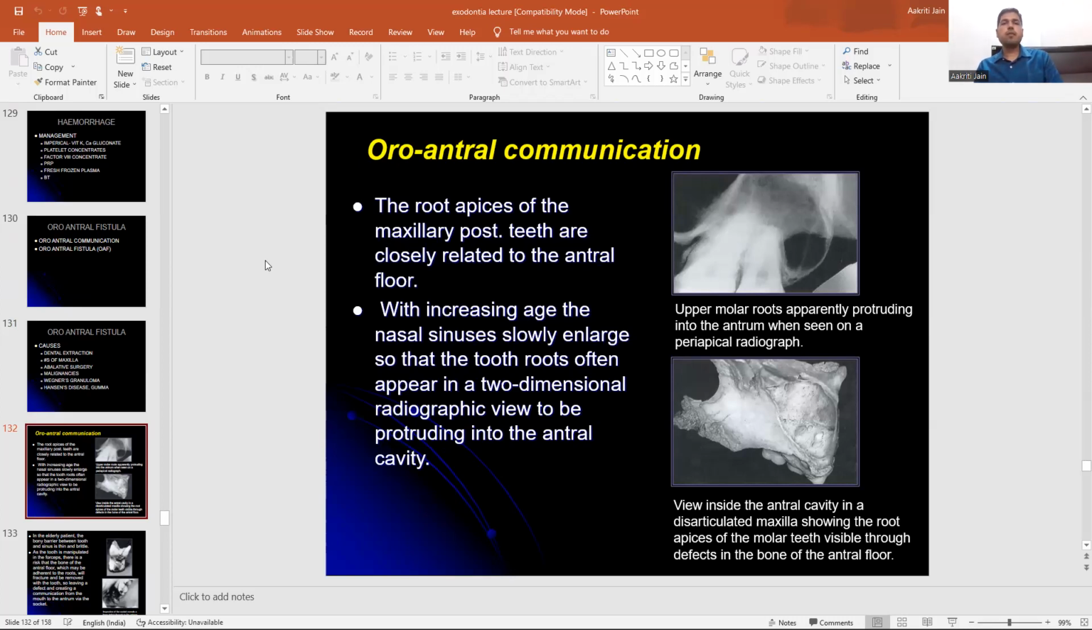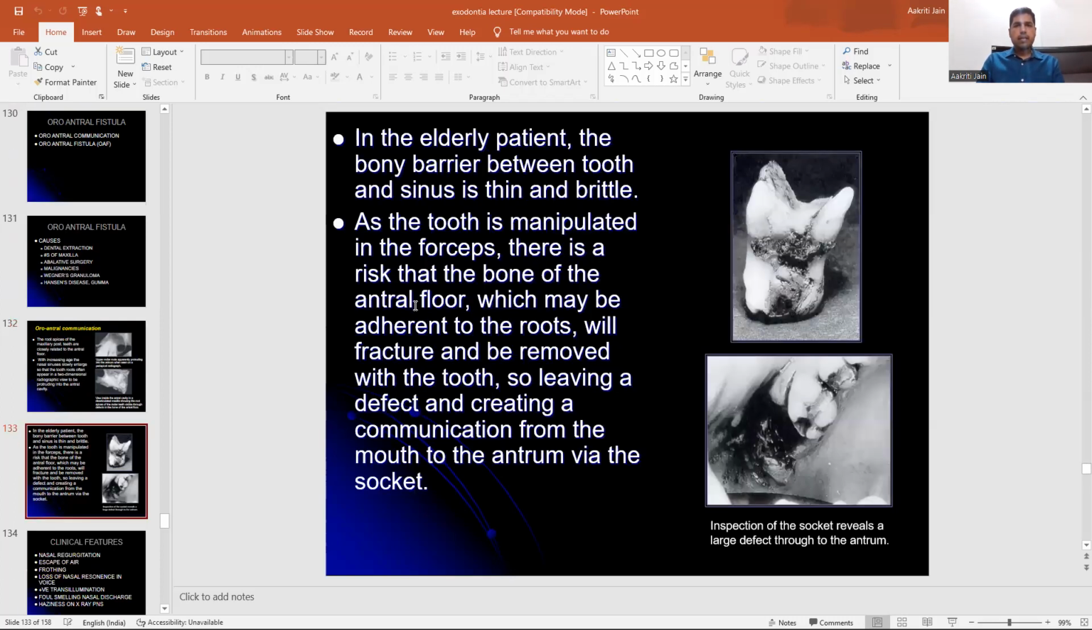The root apices of the maxillary posterior teeth are closely related to the antral floor of the maxillary sinus. With increasing age the sinus slowly enlarges, so that the tooth roots often appear in the two-dimensional radiograph to be protruding into the antral cavity itself, as you can see in this. In elderly patients, the bone barrier between the tooth and the sinus is thin and very brittle. As the tooth is manipulated with the forceps, there is a risk that the bone of the antral floor, which may be adherent to the roots, will fracture and be removed with the tooth, leaving a defect and creating a communication from the mouth to the antrum via the socket.